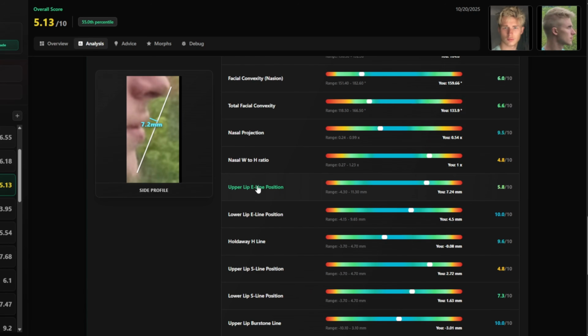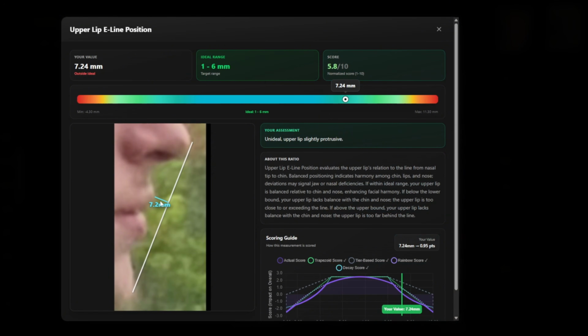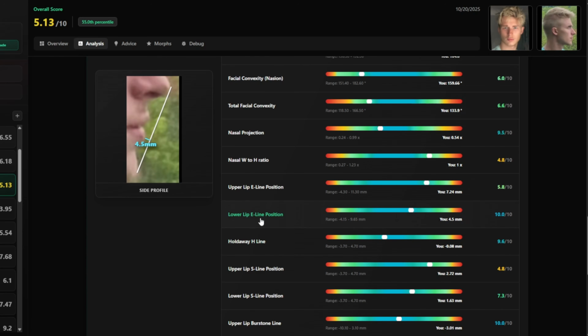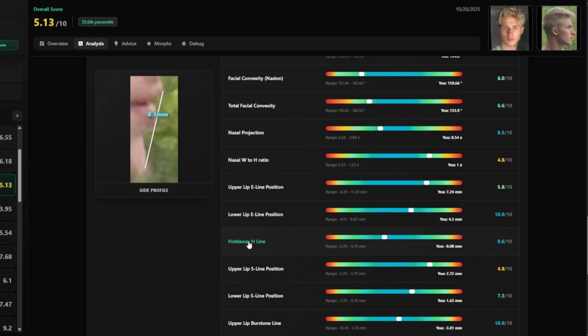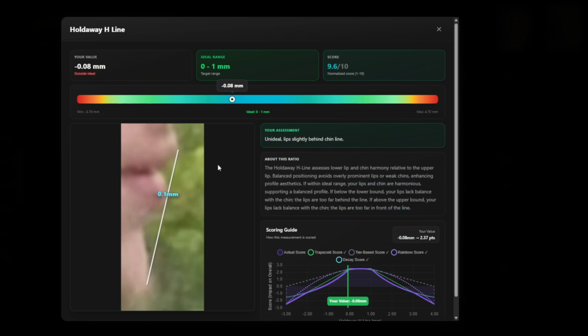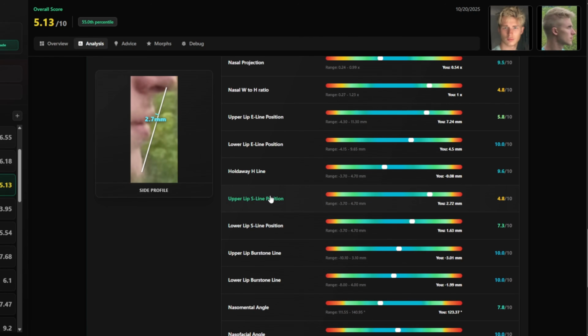His lip assessments are decent. They're not perfect. He has a bit too much distance between this line and his upper lip here. The lower lip is more reasonable. The H line looks pretty close to ideal. It is ideal, in fact. Literally, the lower lip pretty much meets the line. And we adjust all these for ethnic variation as well.